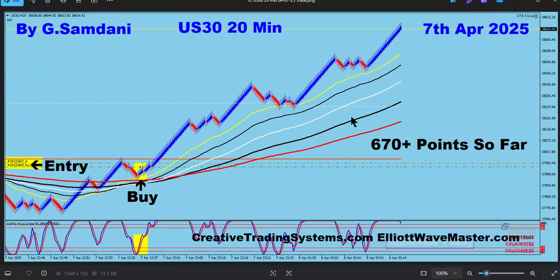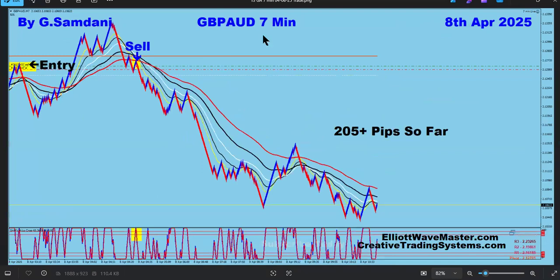US 30 going to the upside, 670 pips. This is the tariff thing, and you know what happened. Pound Aussie coming down 200 pips. Now you're going to see big trades because of the tariff news on the 8th.